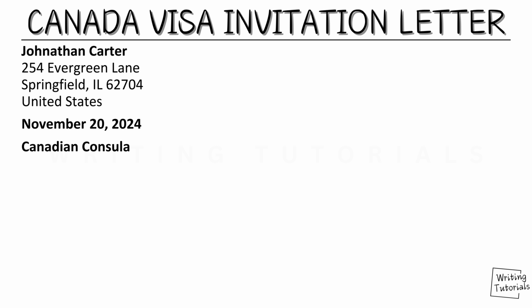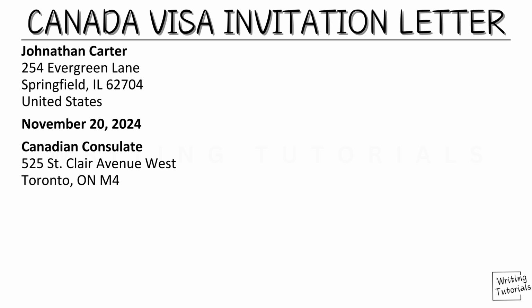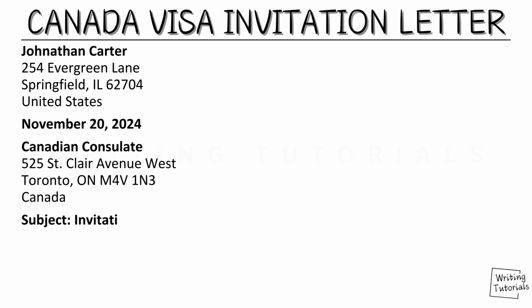Next, add the recipient's details. Canadian Consulate, 525 St. Clair Avenue West, Toronto, Ontario, M4V 1N3, Canada. This indicates the letter is directed to the Canadian consulate. Make sure to write the consulate's correct address, which depends on where your guest will apply for their visa. Finally, include a subject line, like Subject: Invitation Letter for Sarah Williams. This line states the purpose of the letter clearly. A strong subject line helps the consulate staff immediately understand what the letter is about.